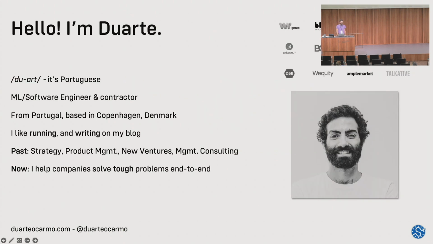Hi everyone, my name is Duarte. It's a Portuguese name, very well pronounced. I'm a machine learning / software engineer and contractor. I'm originally from Portugal, but I've been based in Copenhagen for the last 7 years. I like running a lot, and I like writing for my blog a lot. In the past, I worked in strategy, product management, new ventures, management consulting, so I did kind of the rounds. Now what I do is I help companies solve really tough problems, and one of the latest problems I had to solve was related to geospatial data, hence my talk.